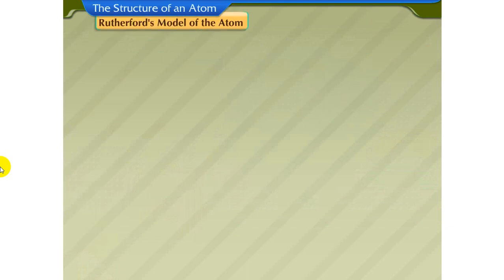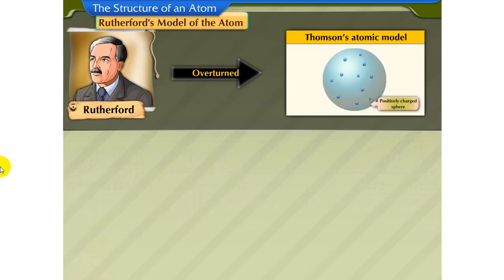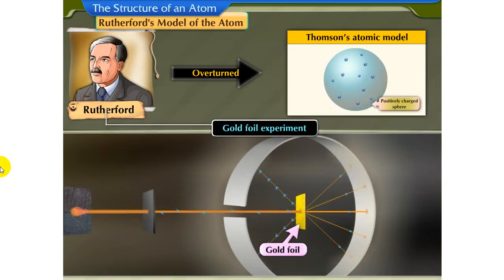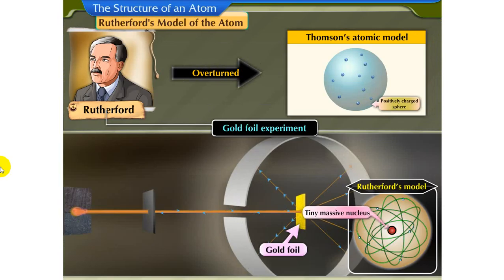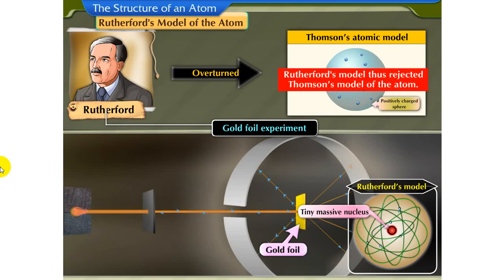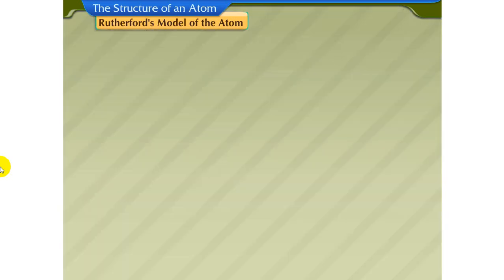Rutherford's model of the atom. Rutherford overturned Thomson's atomic model by his gold foil experiment. His experiment demonstrated that the atom has a tiny, massive nucleus. It thus rejected Thomson's model of the atom.